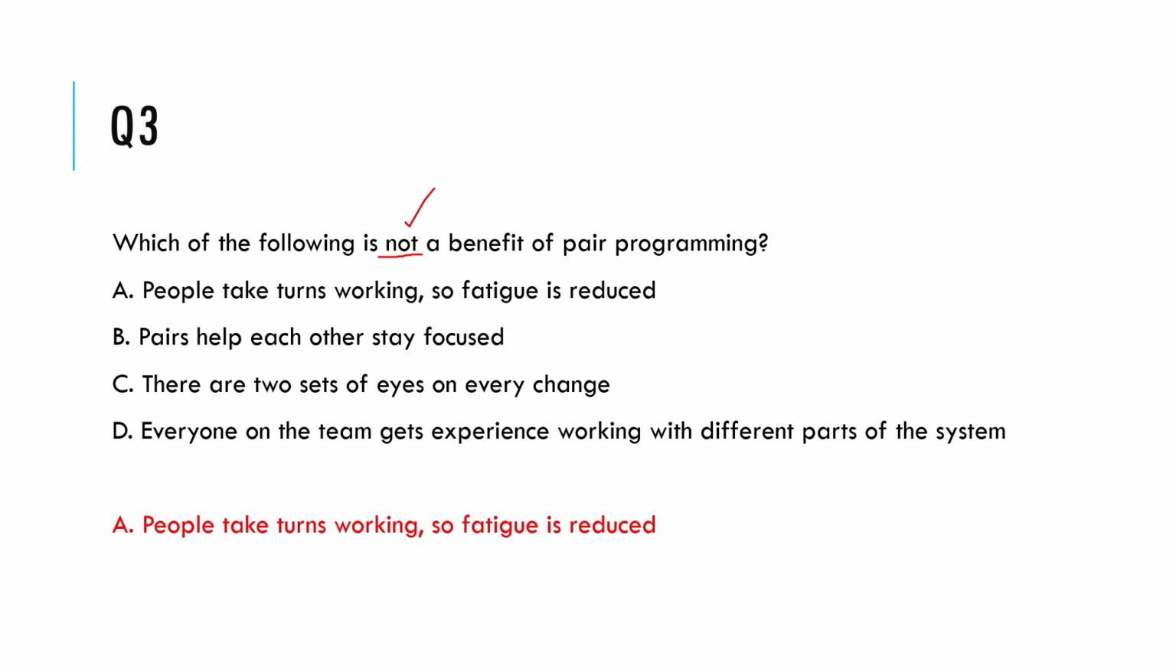Because in pair programming, this is not how you do pair programming. You do not take turns, right? So pair programming helps with constant collaboration, it helps with catching problems, and it helps with getting more done than if the programmers were working alone. But pair programming basically means that both people are working and they are not taking turns. So that is why option A is not a benefit of pair programming.